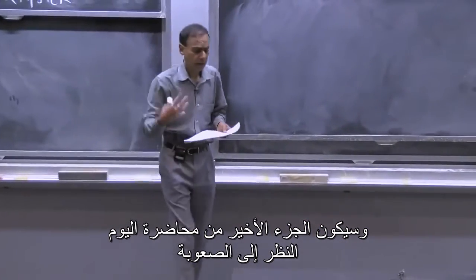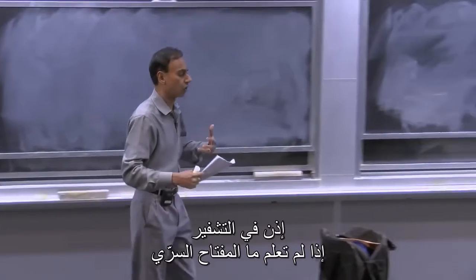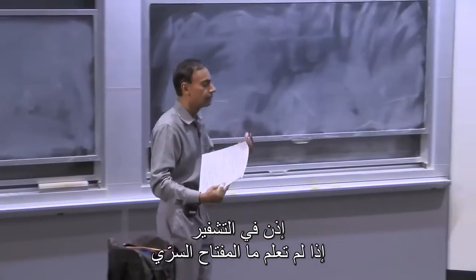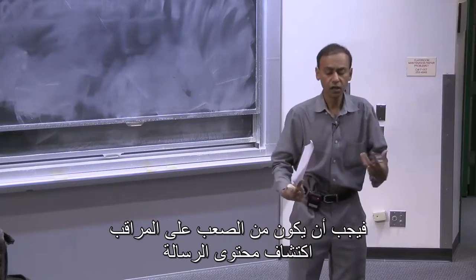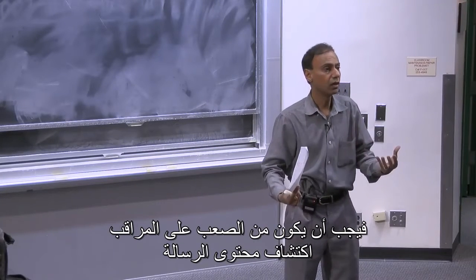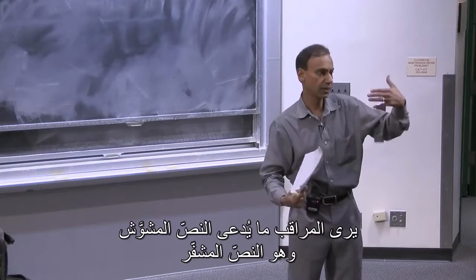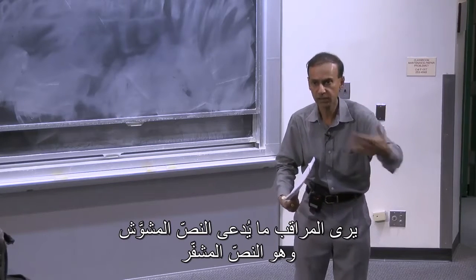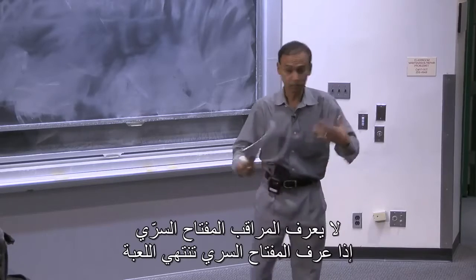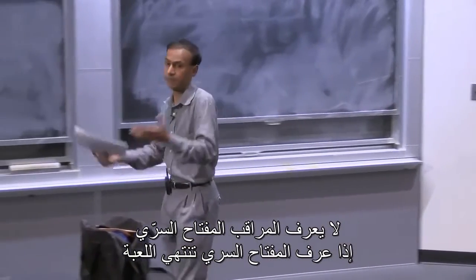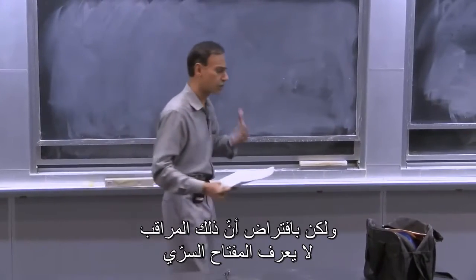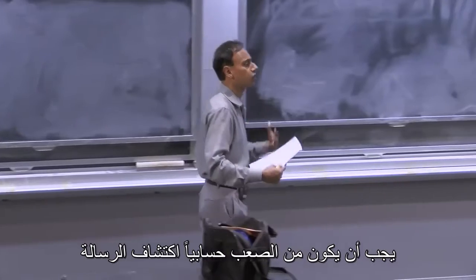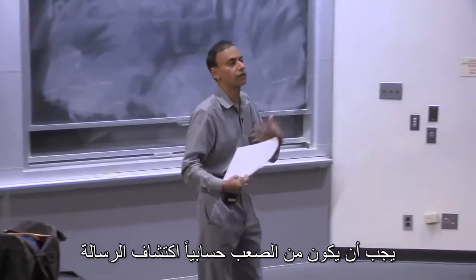And the last part of today's lecture is going to be looking at hardness. So in encryption, if you don't know the secret key, it should be hard for an adversary to discover what the message corresponds to. The adversary sees what's called the ciphertext, which is the encrypted text. The adversary does not know the secret key. If he or she knows the secret key, game over. But assuming that adversary does not know the secret key, it should be computationally hard to discover the message, right?